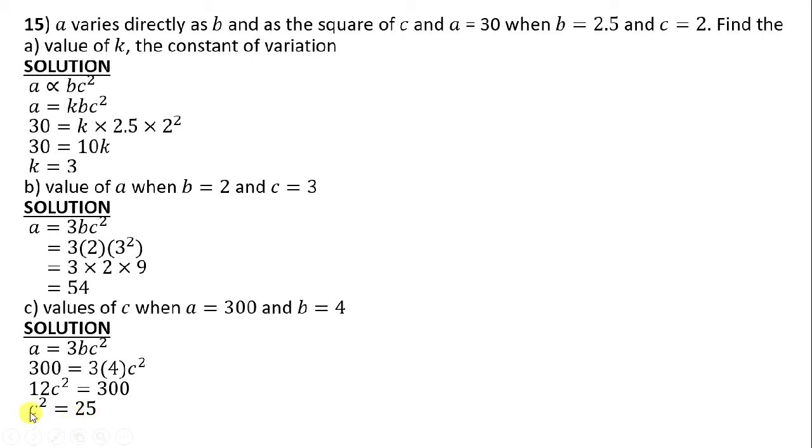To find the value of C, we'll introduce the square root on both sides. Which number are you supposed to multiply by itself twice to get 25? It is a 5. So our C will be equal to plus or minus 5. If you multiply negative 5 by itself twice, you get a 25. Multiply positive 5 by itself twice, you get a 25. So our C is equal to plus or minus 5.